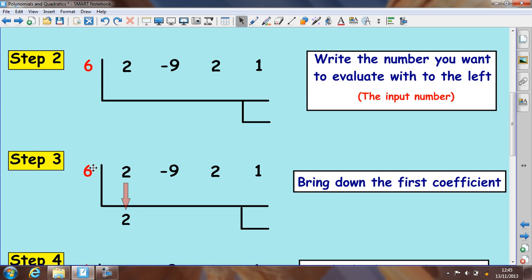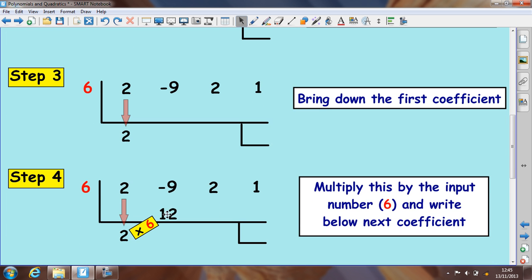So this is the multiplier, and then you add these two together. So firstly you do 6 times 2 to get this number here. That's going to give you 12. You then add these two numbers together. Now if it's a negative number, then you're adding negative 9, so that's really a subtraction. That's going to give you 3 at the bottom.